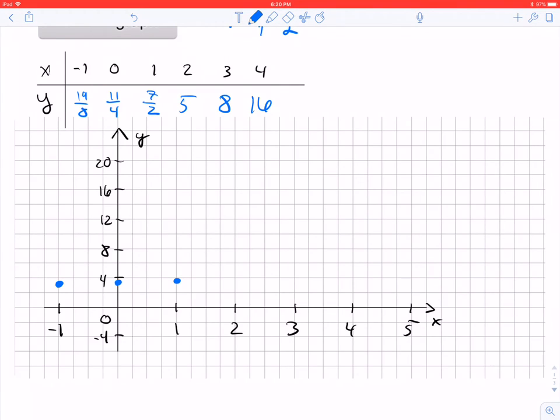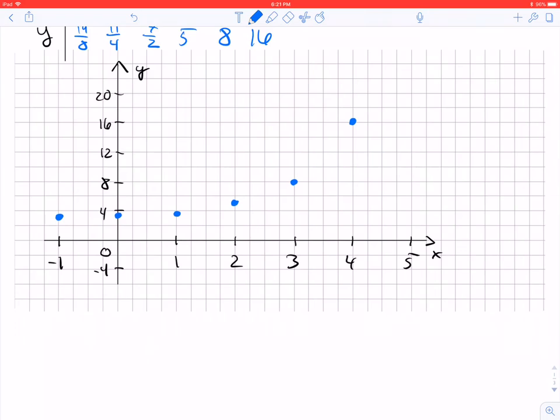Then when x is 2, we go up to 5. So what's that? That's a 6. So we need to be here. And then when x is 3, we go up to 8. So we are here. When x is 4, we go up to 16. Here. Okay. The horizontal asymptote, let me see, we moved it up 2 units, so it went from 0 to 2. So this should be our horizontal asymptote, and then our graph behaves like this.